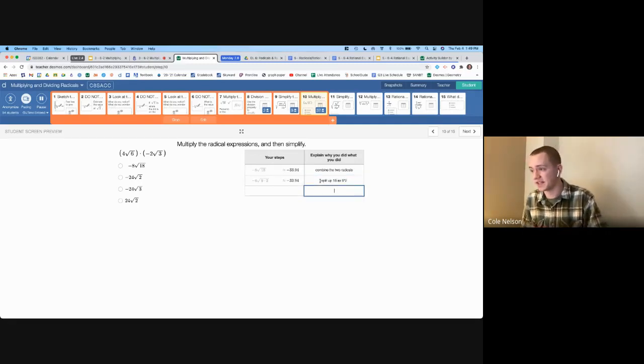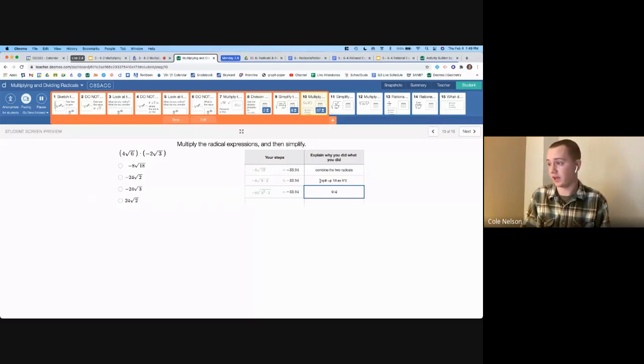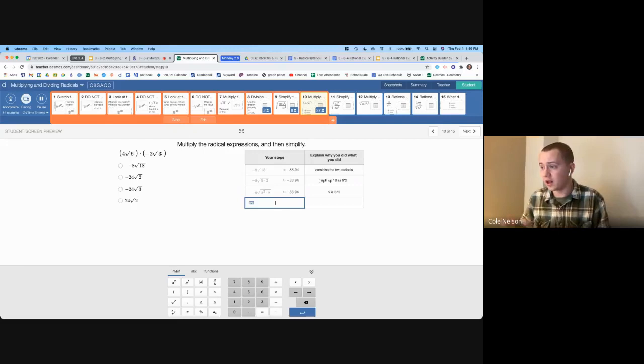So I split up 18 as 9 times 2. 9 is 3 squared. So I have -8 square root of 3 squared times 2. Then you can take out that 3. And so now you have -8 times 3 square root of 2.